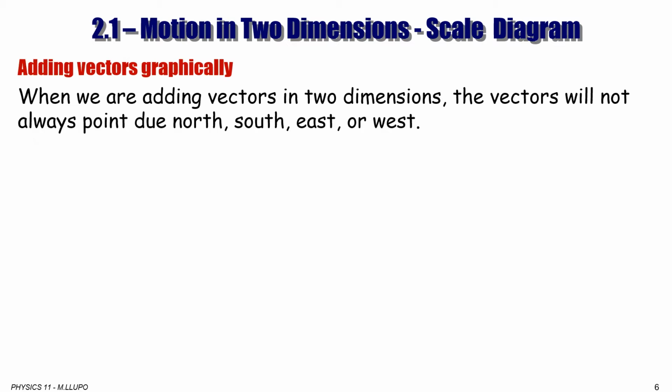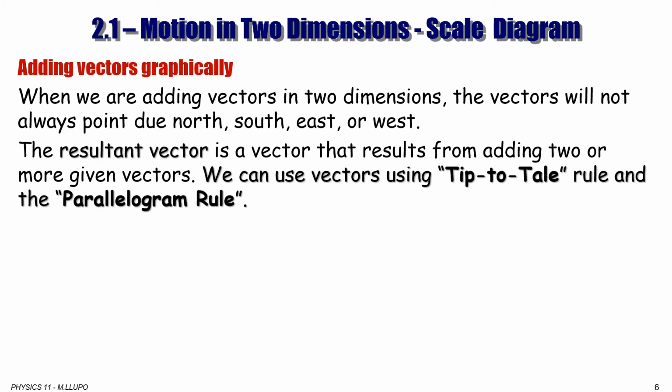You should know how to draw a vector properly with a magnitude and direction, because sometimes when you add vectors in 2 dimensions, vectors will not necessarily be pointing toward north, south, east, or west. They might be pointing at a certain direction, so you have to draw the angle accurately. The resultant vector is a vector that results from adding 2 or more vectors together.